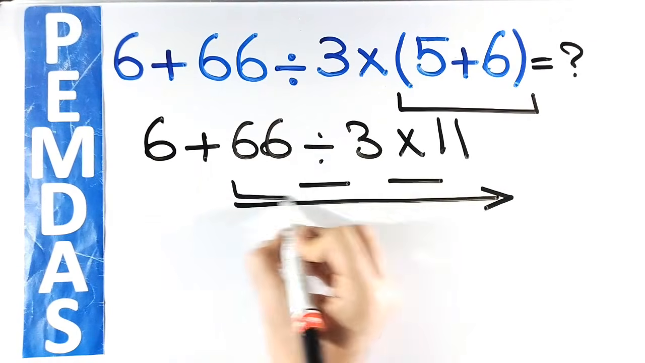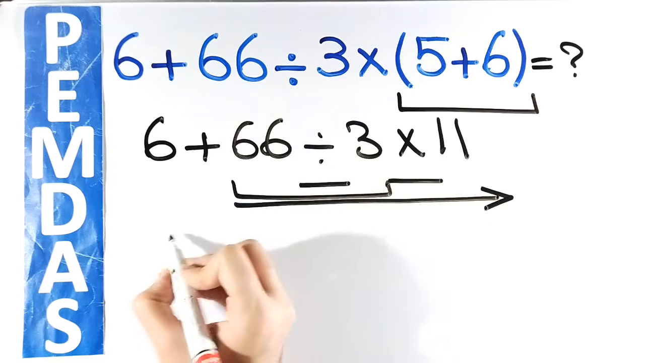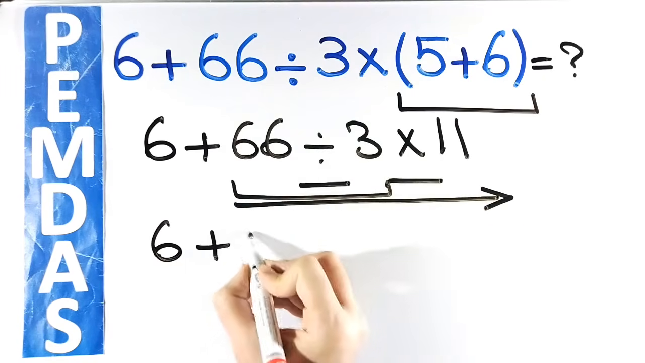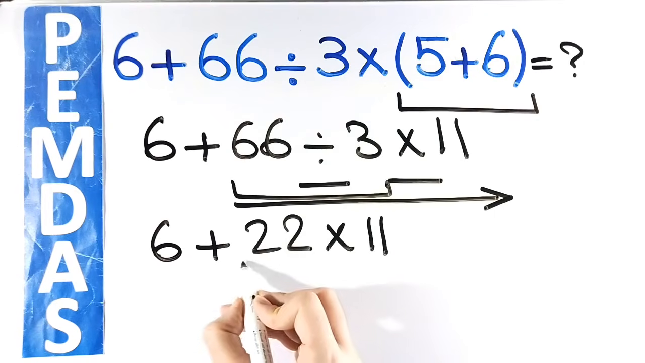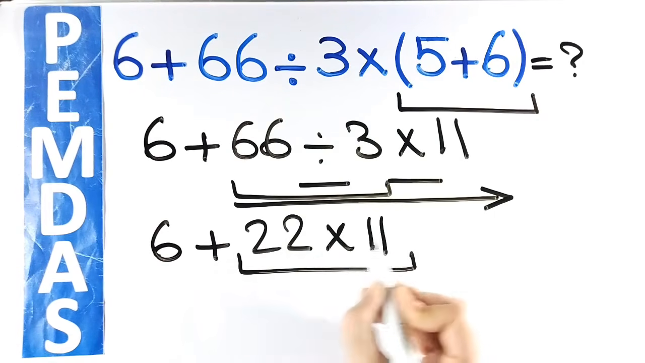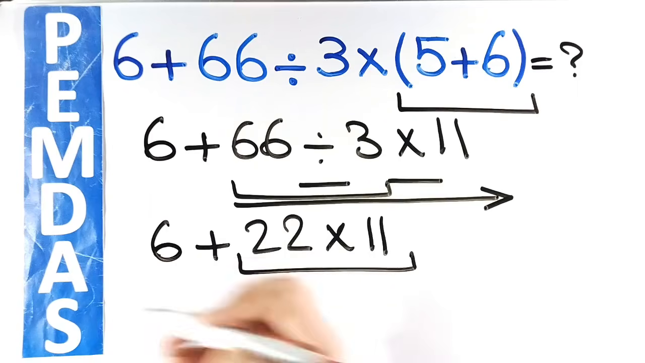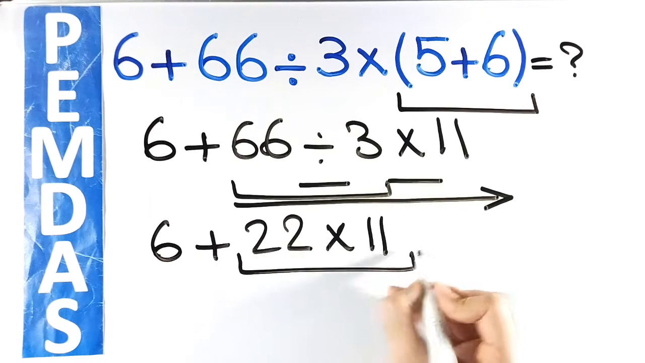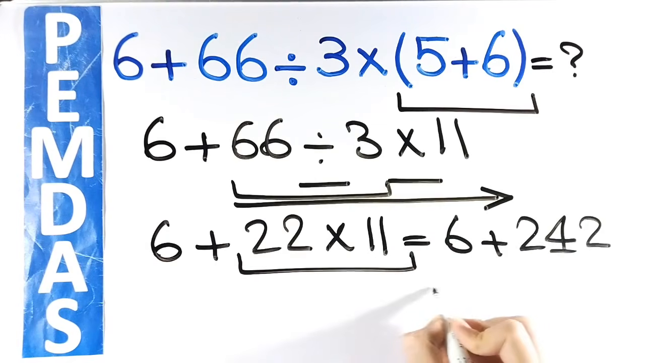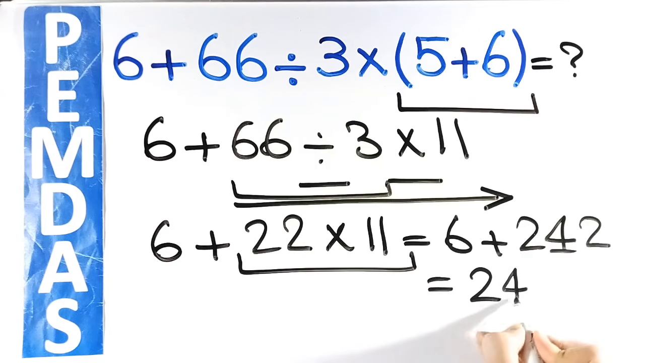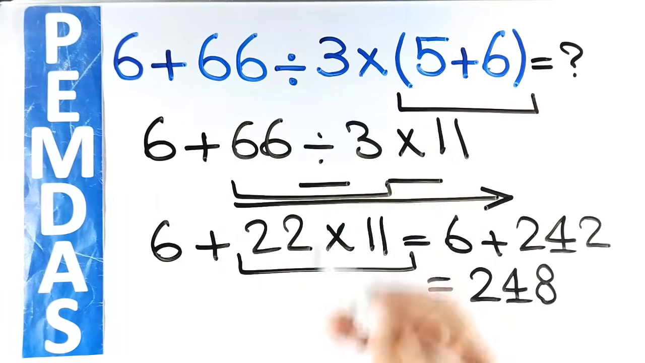So, first we go for the division between 66 and 3. And instead of this expression, we can write 6 plus 22 multiplied by 11. And the final step, we go for the multiplication between 22 and 11 because multiplication has a higher priority than addition. So, we rewrite this expression as 6 plus 242, which finally gives us the answer 248. Okay, now let's solve another math question together.